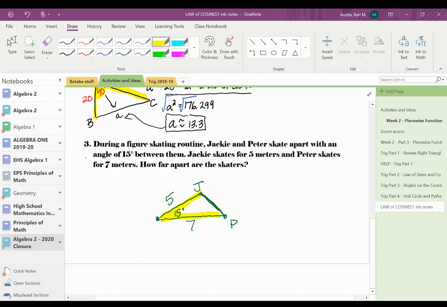They want me to find this distance right here, which I don't even have a letter for this time. You could make up any letter you want. I'm going to call this x. So that would be little x. So here we go. x squared is equal to 5 squared plus 7 squared minus 2 times 5 times 7 times the cosine of 15. Type that into our calculator.